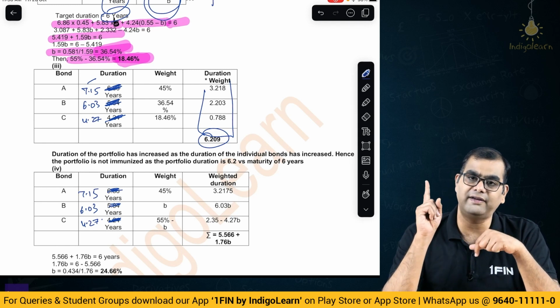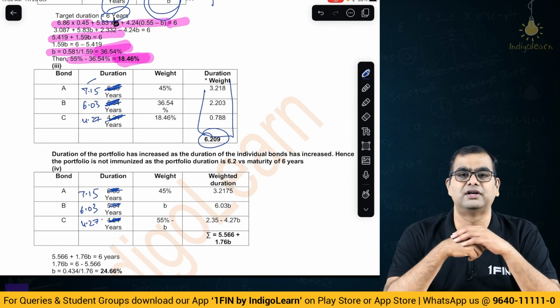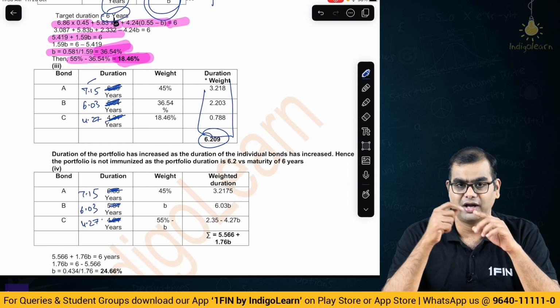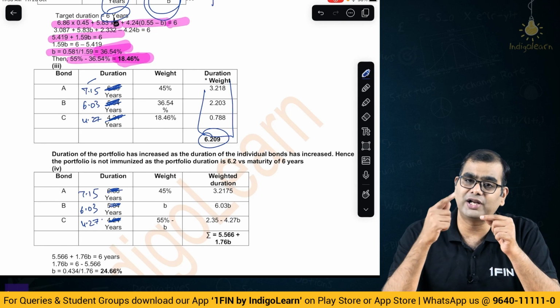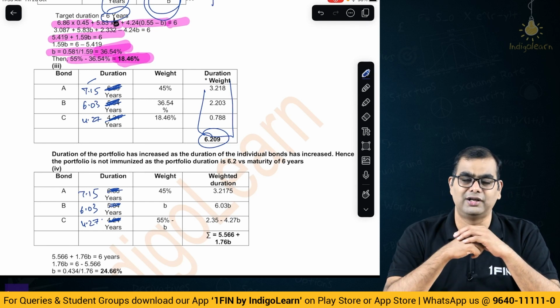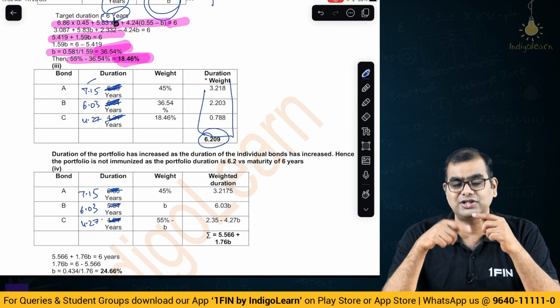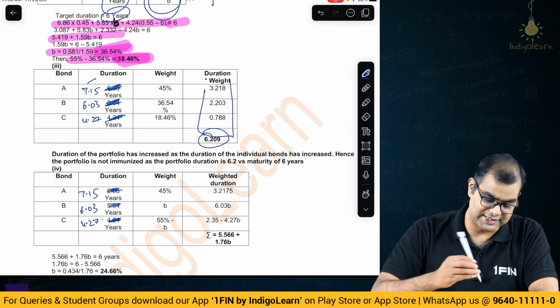You cannot say, I have immunized once and that immunization will stay forever till the end of the life of, or till the time my liability is there. No, it doesn't work that way. All these are one-time changes. So, if you immunize a portfolio, it is immunized for one change in interest rate. If there are small minor changes, no need to bother. But if there are large changes, you have to constantly keep changing the weights of the portfolio. So, which is exactly what is happening here.